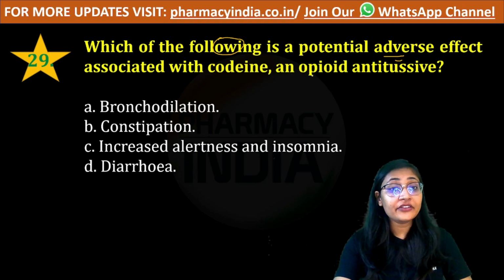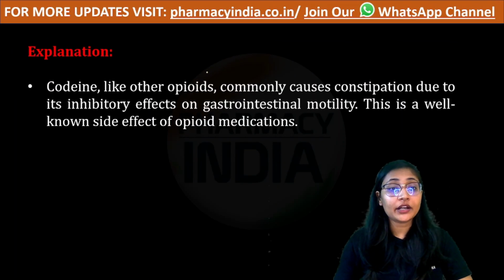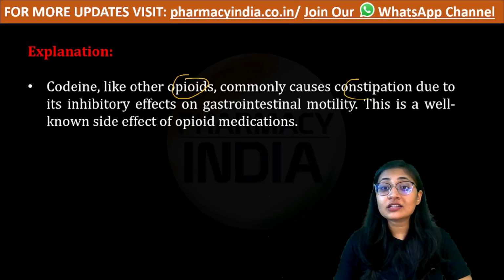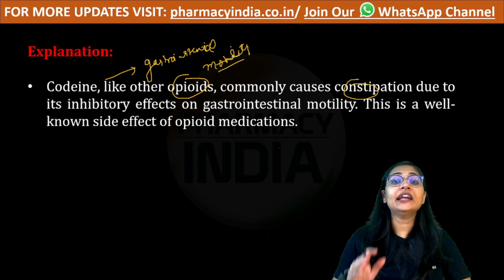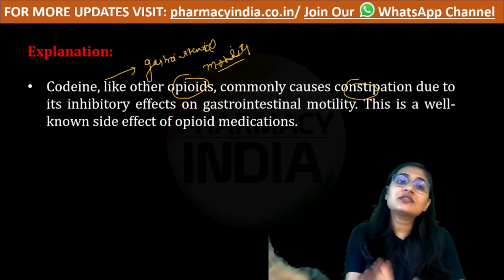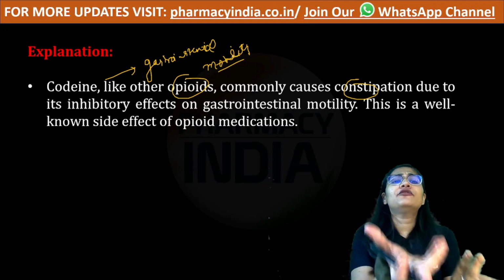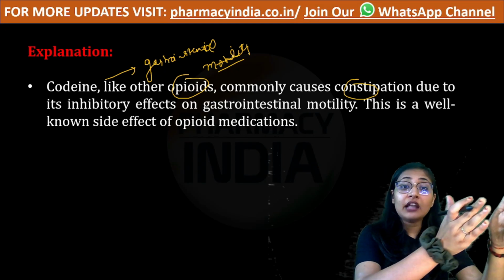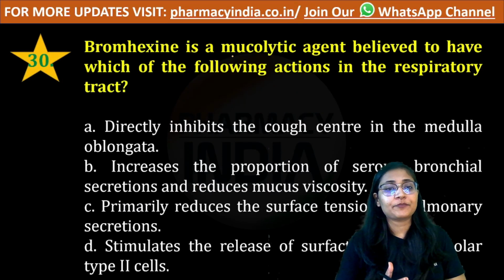So a potential adverse effect you have to find out is constipation, because codeine is an opioid and it causes constipation. What does codeine do? It inhibits gastrointestinal motility. It would reduce the gastrointestinal motility, which would result in constipation, because the feces is not moving forward. The food is not moving forward. It stays at its own place. Therefore, this would create a constipation case.